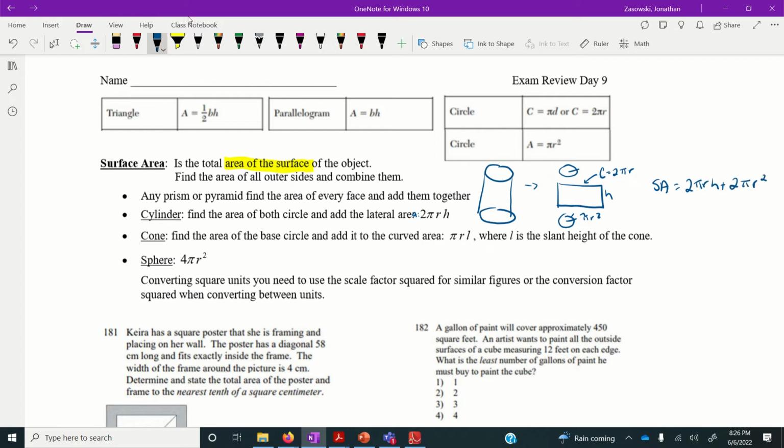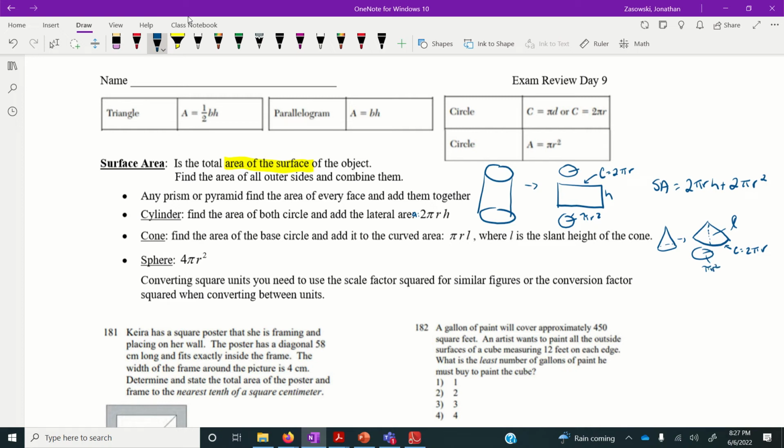Okay, so 2 pi rh is the area of this rectangular piece, and then the two circles for the surface area. A cone, similarly, looks like a triangle but with a circular base. So when you cut it open, you're going to get the circle, and then what kind of looks like a triangle, but it's going to be rounded at the bottom. Now, just like the area of a triangle, it has a base and height. The base is actually the circumference, and then the height is called the slant height. That's that lowercase cursive L that we talked about at the beginning of the year. And we know the circle is just pi r squared.